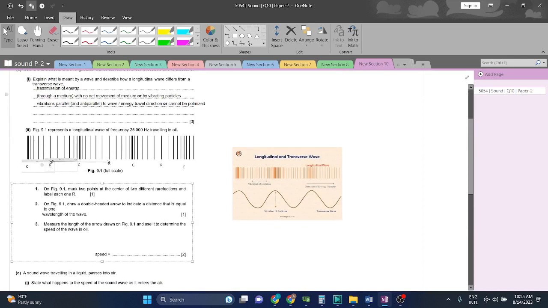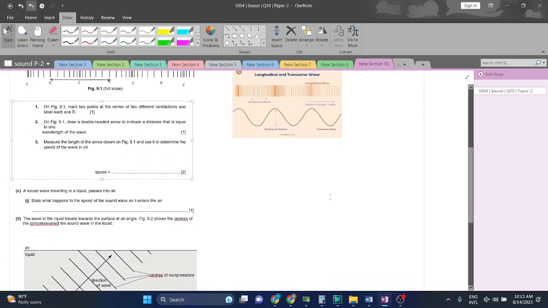वेवलेंथ हमें ये इधर से इधर तक के डिस्टेंस से आ जाएगा। The distance of the arrow will be in centimeters, so make sure to convert that into meters. And when you convert that into meters, apply it into the formula v equals f lambda. Frequency is 25,000. 25,000 multiplied by this length will be equal to the velocity.